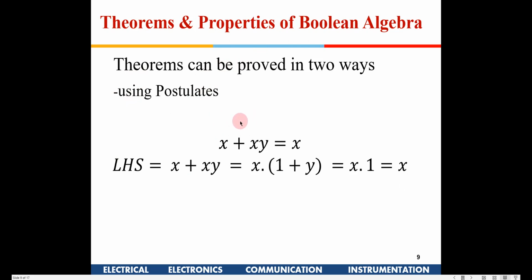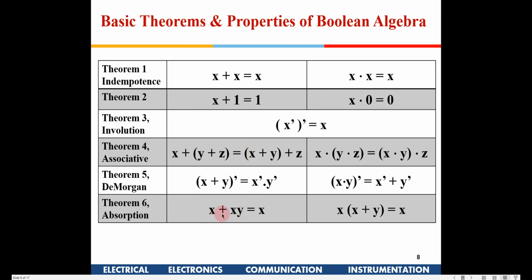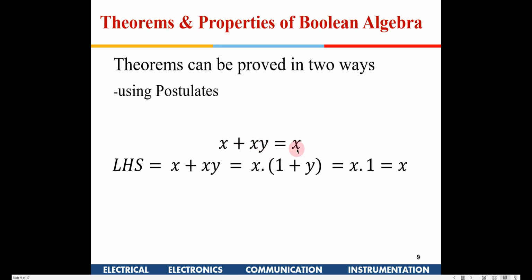Say I have some expression and I want to verify whether whatever is being stated is true or false. There are two ways in which we can do that. The first one is using postulates. Postulates are facts which we have already accepted, so we can straight away use them. This is the theorem being stated: x plus xy is equal to x. I need to prove that. How do I prove that?